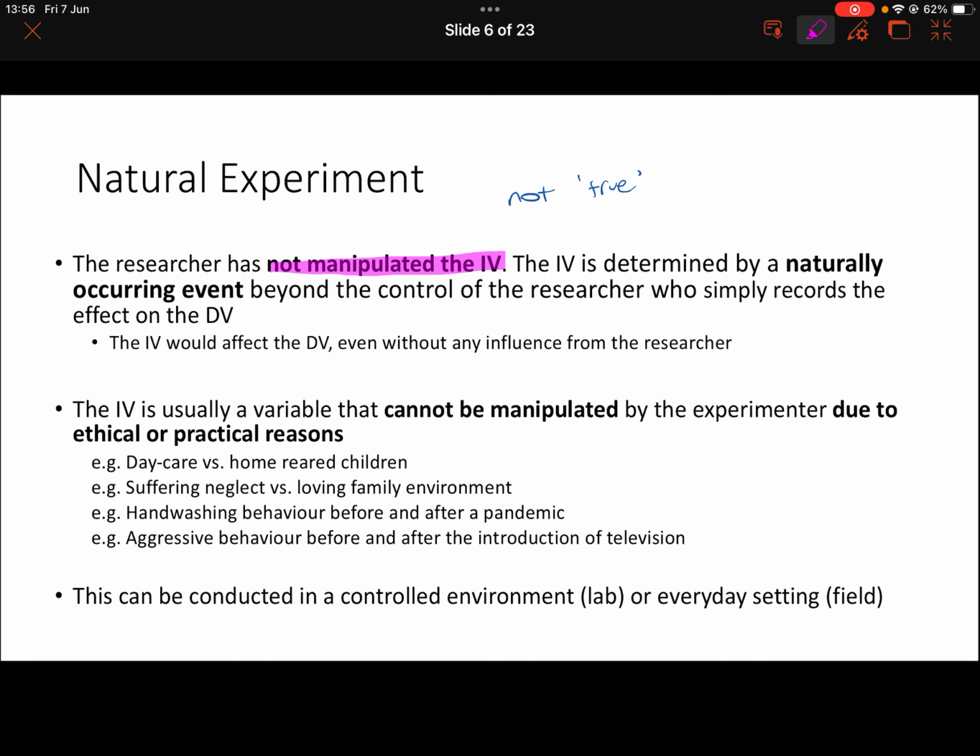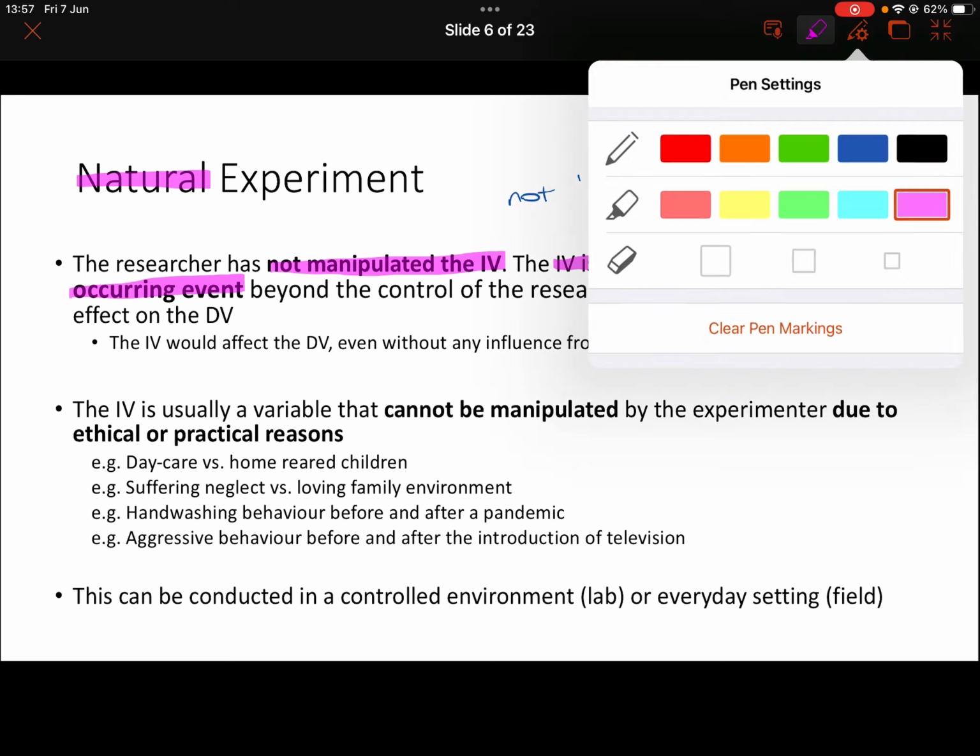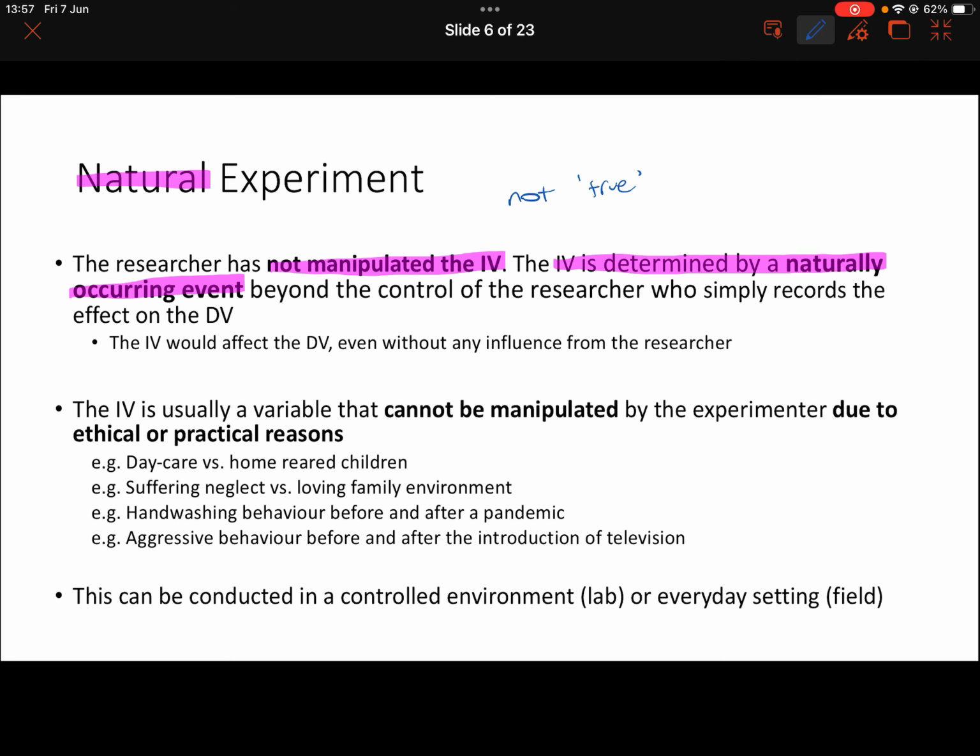In a natural experiment, the IV is determined by some sort of naturally occurring event beyond the control of the researcher. This event occurs anyway. It occurs naturally, hence a natural experiment. And the researcher then just simply measures the effect of this event that already occurred naturally. So some examples here. We see lots of examples of natural experiments in economics, for example, where we might measure some sort of impact, like it could be GDP, growth of the economy, before and after a particular government came into power.